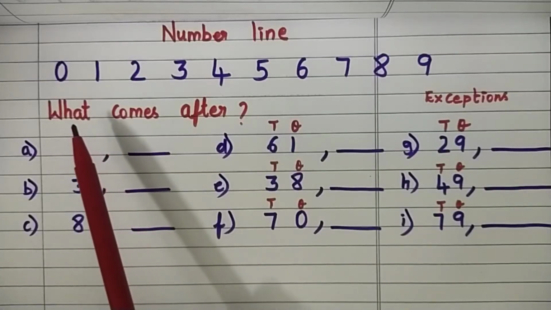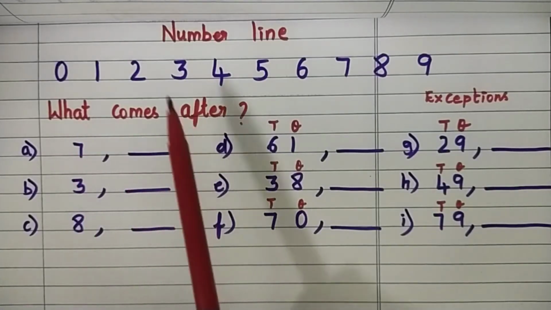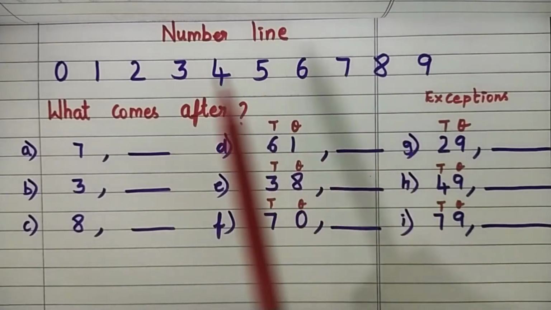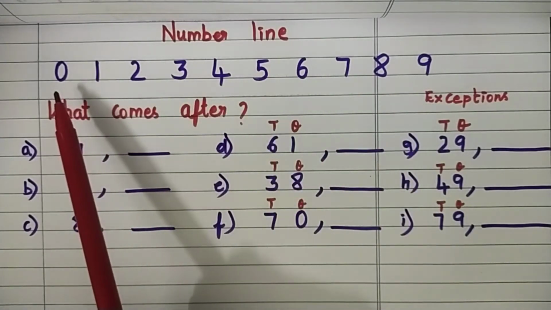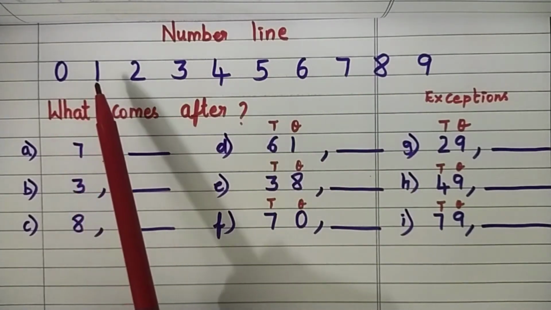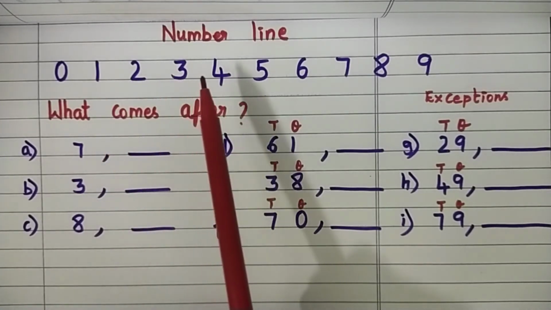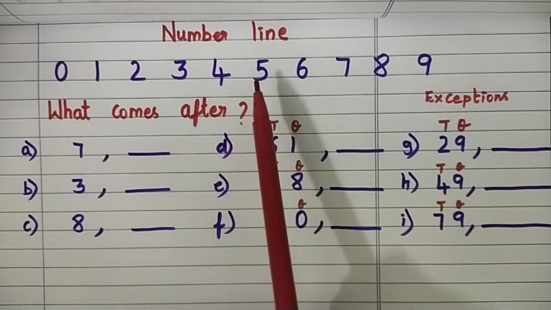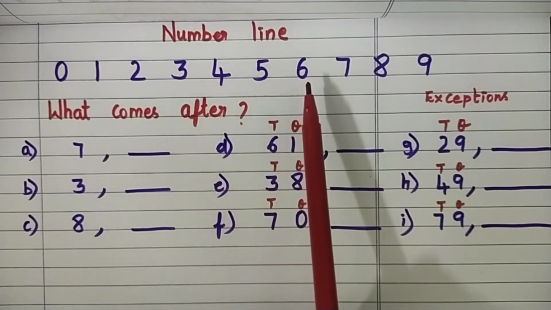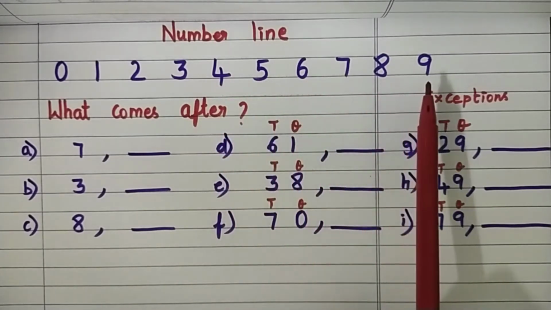Now we are going to learn what comes after using a number line 0 to 9. Children, you all know that after 0, 1. After 1, 2. After 2, 3. After 3, it's 4. After 4, 5. After 5, 6. And go on like this.